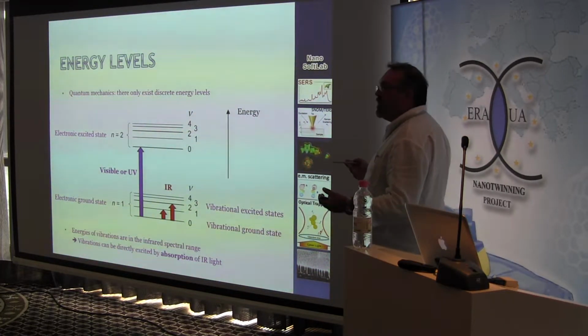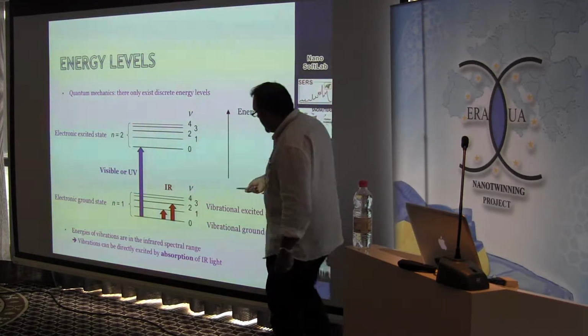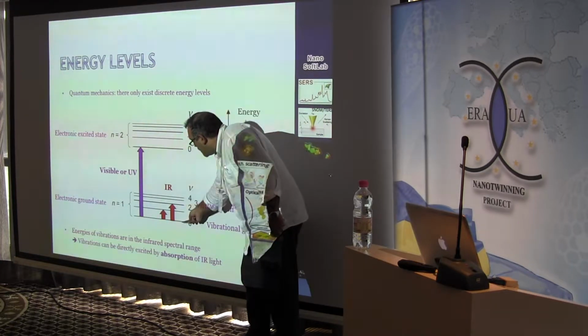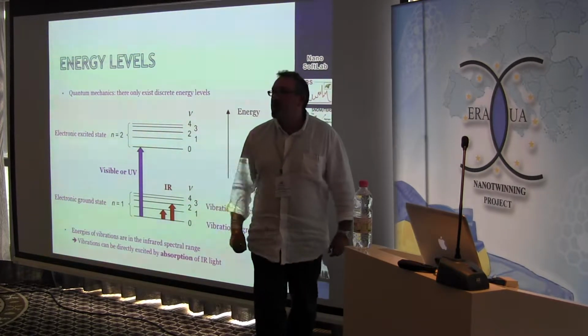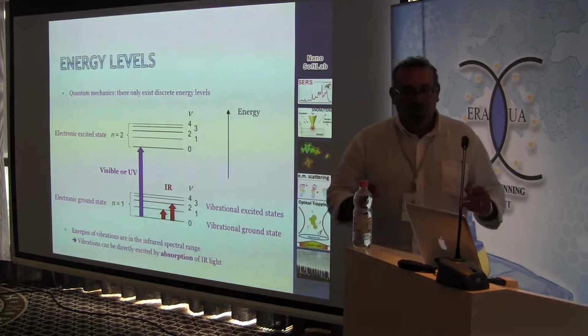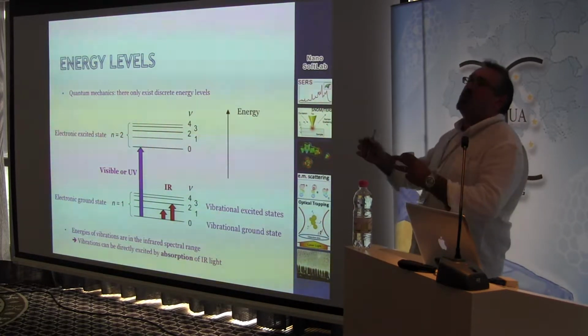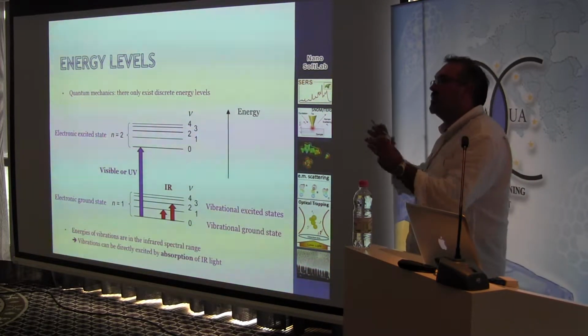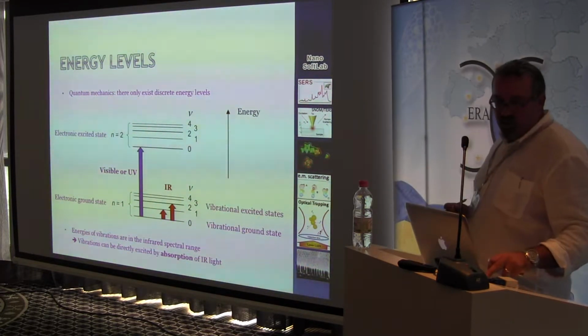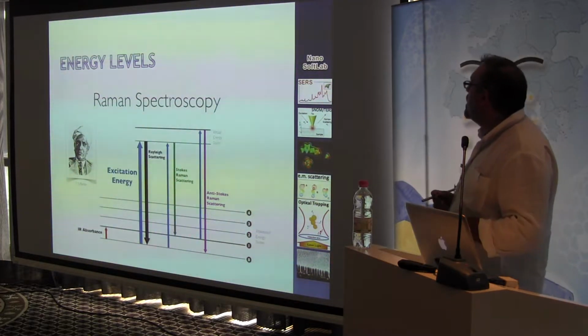So, as we said before, you can explore these energy levels with two techniques. One is infrared spectroscopy. You shine light at these energies, and if the energy matches the transition energy, then you have an absorption. So you need to work with thermal sources and detectors that are capable to detect thermal light. Otherwise, you can do it in the visible thanks to this guy, Raman.